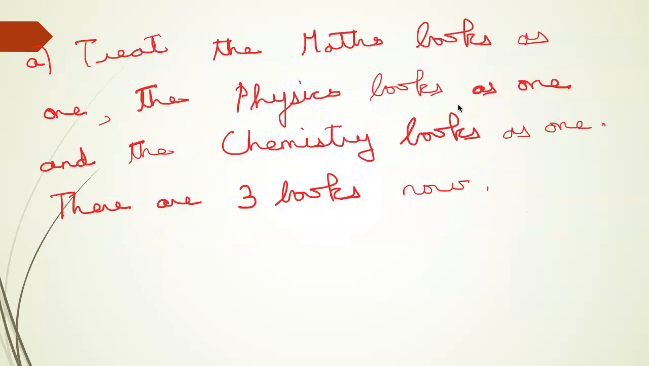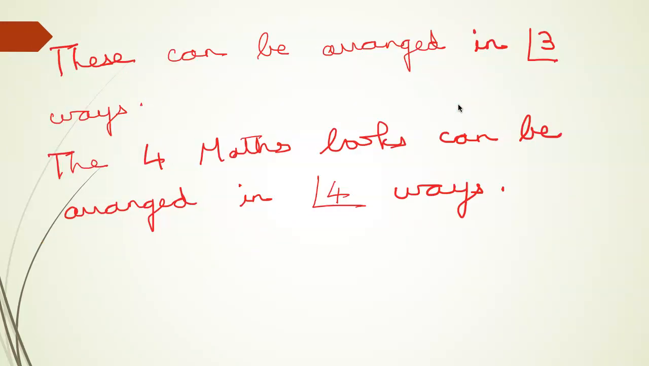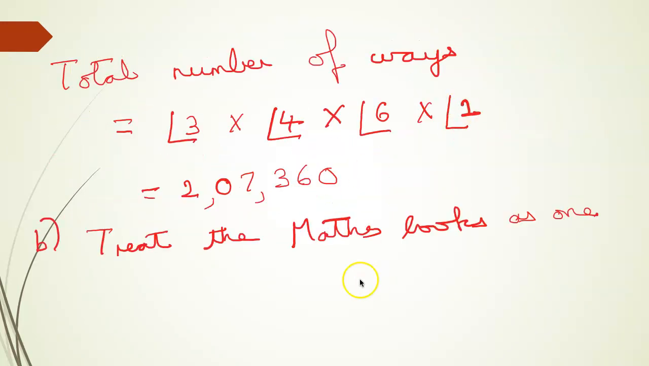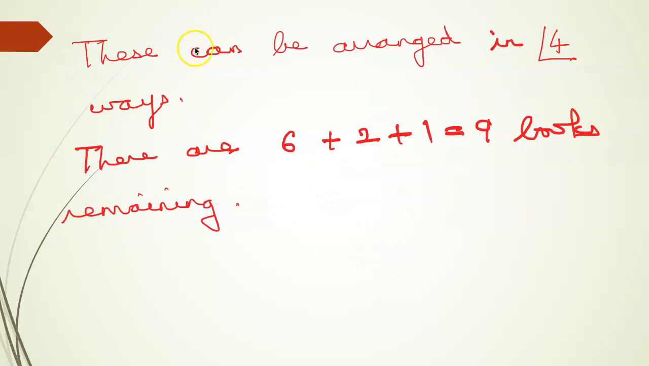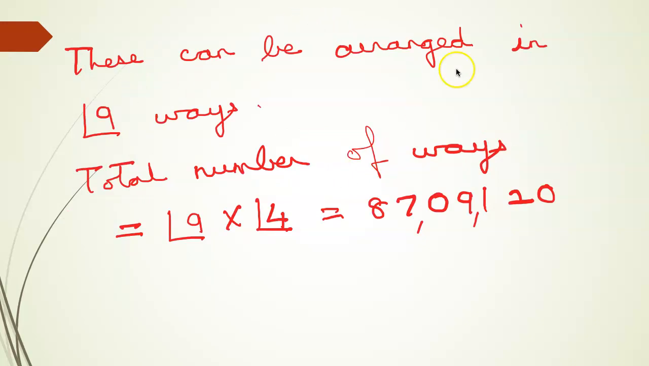Now going back to the second question, the maths books only must stand together. So what do we do? Treat the maths books as one. So the 4 maths books can be arranged in 4 factorial ways. And how many books are remaining? 6 physics and 2 chemistry plus 1, that is 9 books remaining. And how many ways can they be arranged? 9 factorial ways. So again, by the fundamental principle of counting, the total number of ways is 9 factorial into 4 factorial, which is 87,09,120.